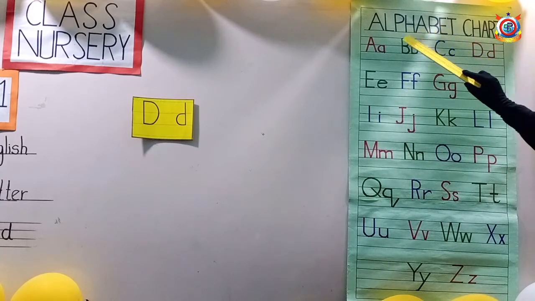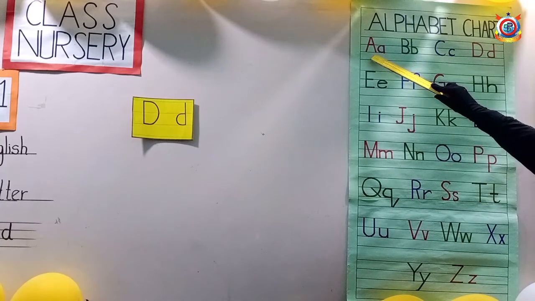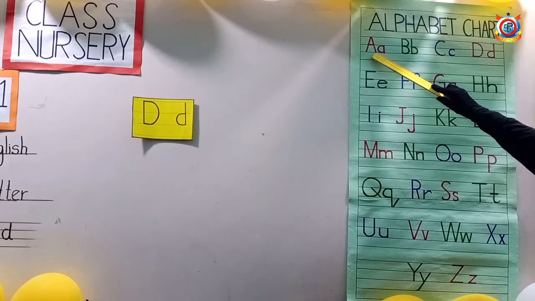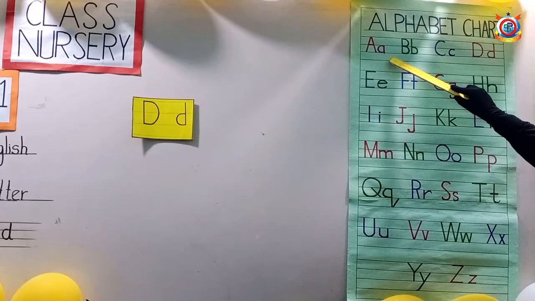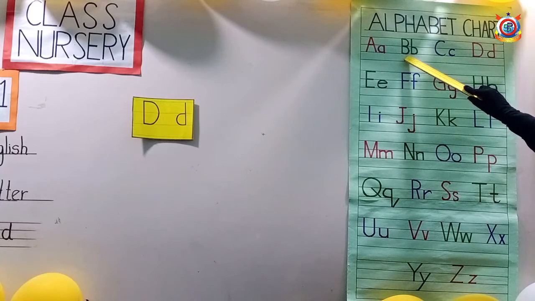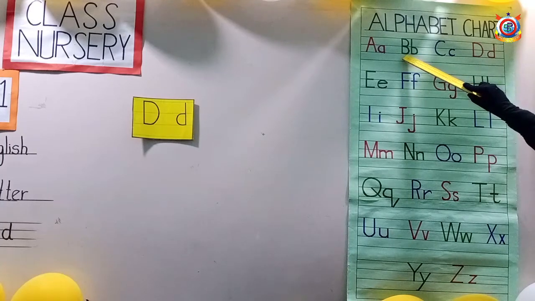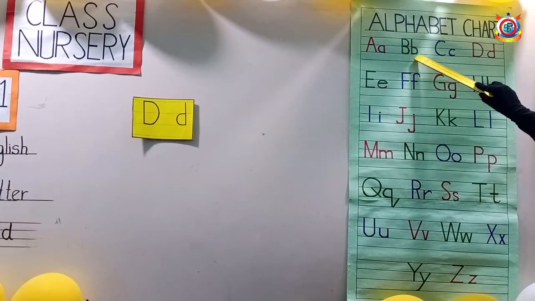Yes, this is A. And the sound A. What is the sound of A? A. Yes, name A and the sound A. Okay, what is this? This is B. What is the sound of B? B. Name B and the sound B.